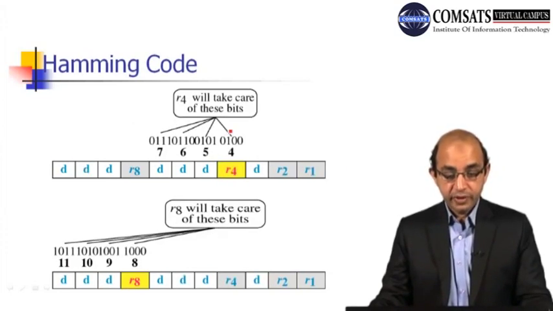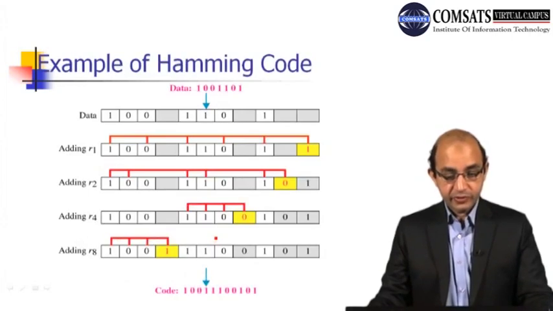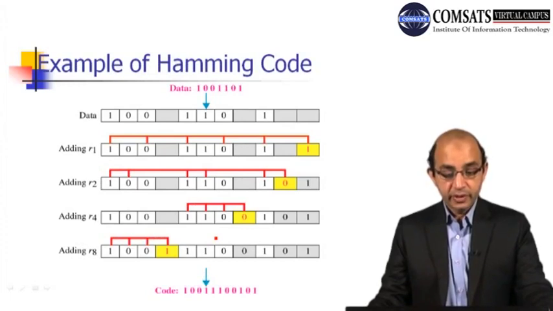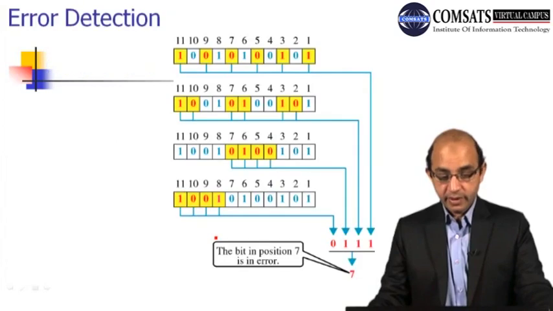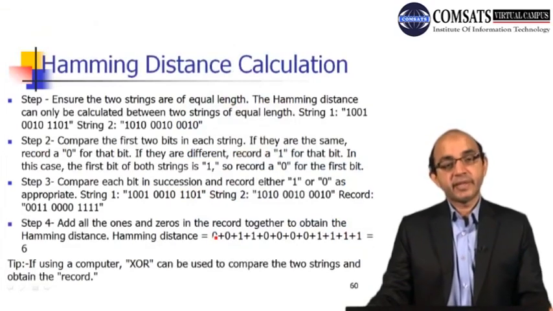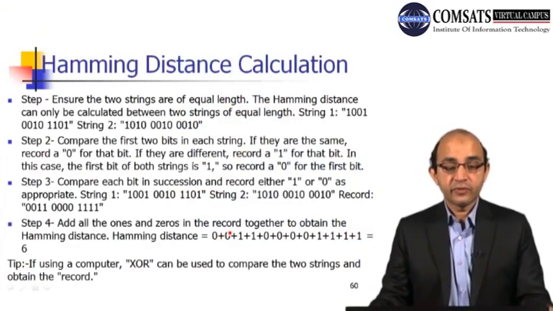So R4 will take care of these bits, and so forth. So here we have the example of Hamming code, right? Single bit error, so error detection. These are the steps that are involved when we talk about the Hamming distance calculation.